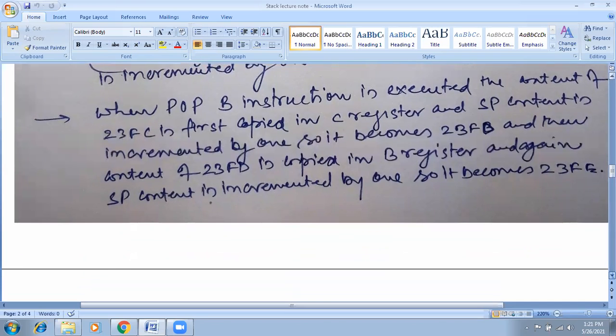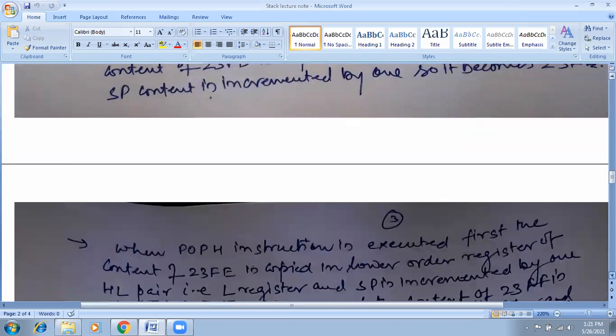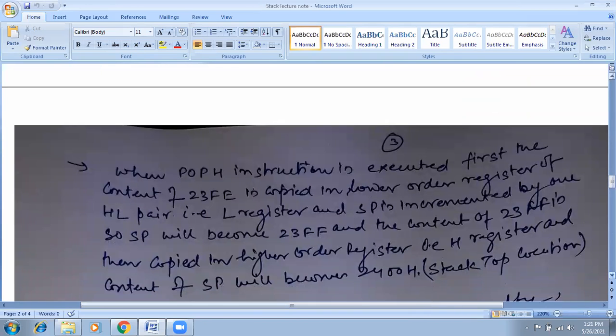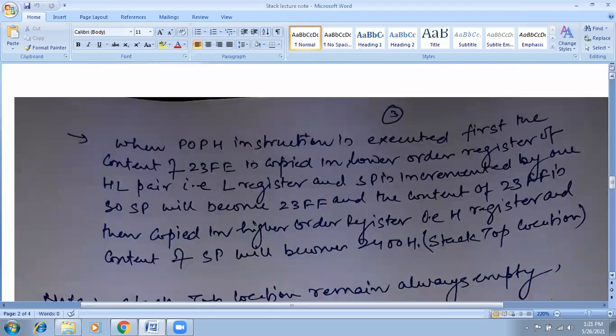And when the last instruction is executed, that is POP H, first of all, the content of 23FE, which is the location represented by the stack pointer, is copied into the lower order register of the HL pair, that is the L register, and SP is incremented by 1 so that SP will become 23FF. And the content of 23FF is now copied into the higher order register, that is the H register, and the content of the stack pointer will become 2400.